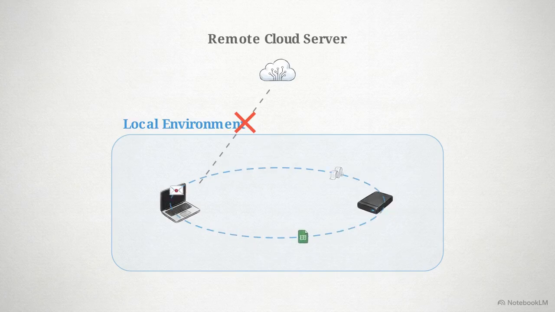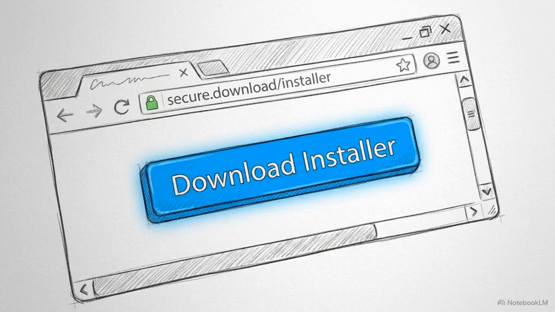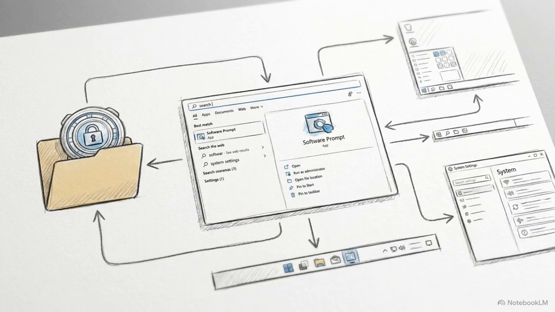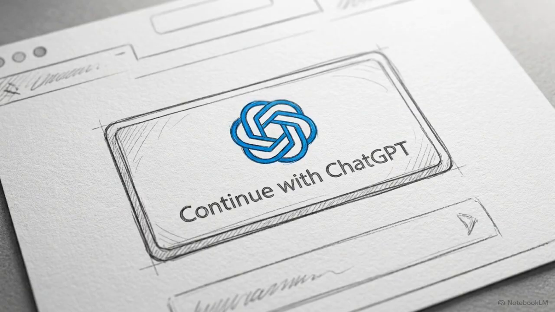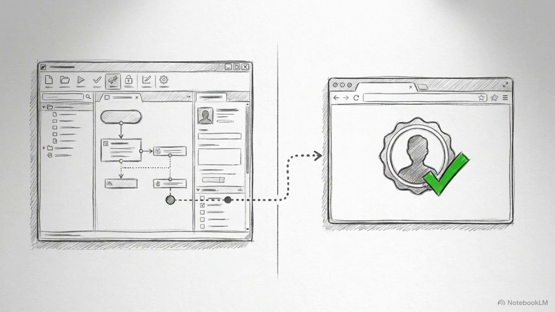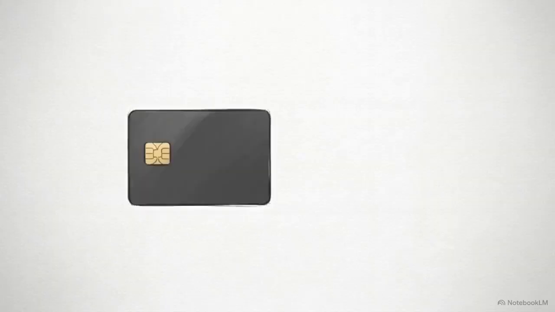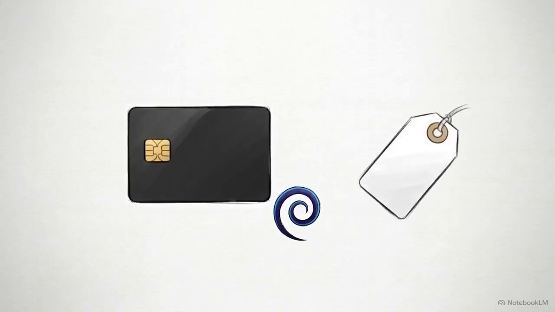To get started, visit chatgpt.com/codex and download the installer. Drag the application into your folder, then use Spotlight to search for and launch Codex. Upon launching, click Continue with ChatGPT. This will open your default browser to authenticate your account, which includes Codex at no additional cost for subscribers.